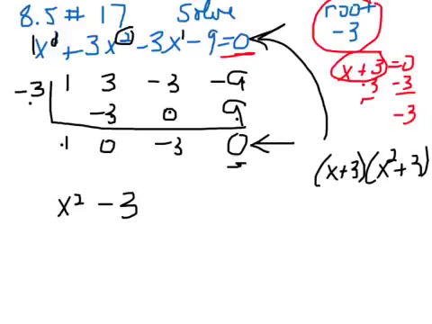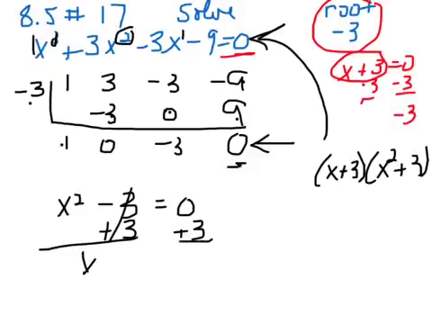Now, I could do synthetic division again. I could do the quadratic formula. I could try factoring. But you know what? This equation, if I set it equal to 0, because I'm still trying to solve it, I've just gotten rid of one of the factors and broke it down a little bit. Wouldn't this be the easiest to solve just by taking square roots? See, if I added 3 to both sides, I would have x squared equal 3. The 3's would cancel out on the left side. And then I could square root both sides and get x equal plus or minus square root of 3.